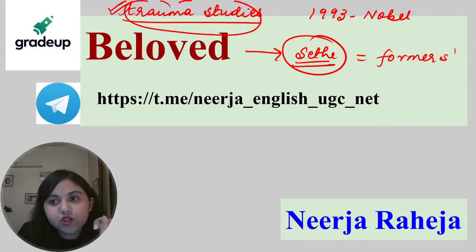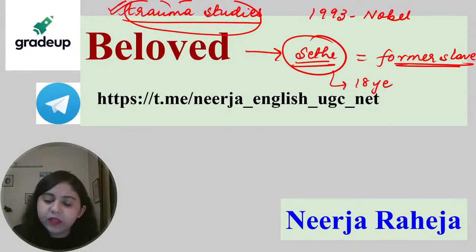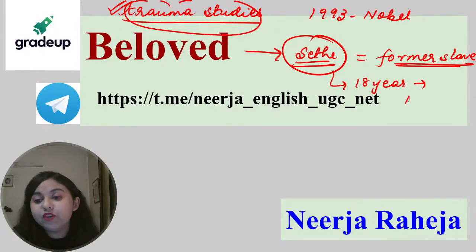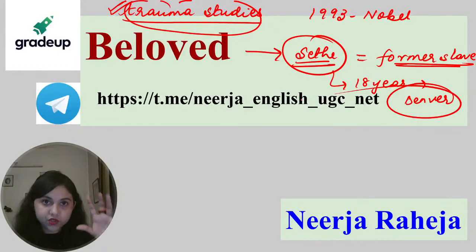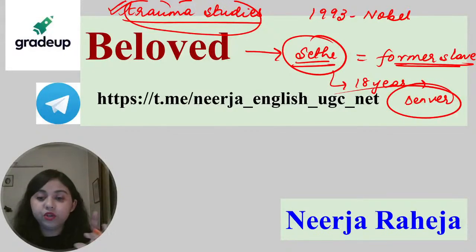Just listen to this 2 minutes, and then of course we will continue moving forward. So Seed is a former slave. She's been living with her 18-year-old daughter. And what is the name of the daughter? Name of daughter is Denver. So Seed is the slave, living with her 18-year-old daughter Denver.